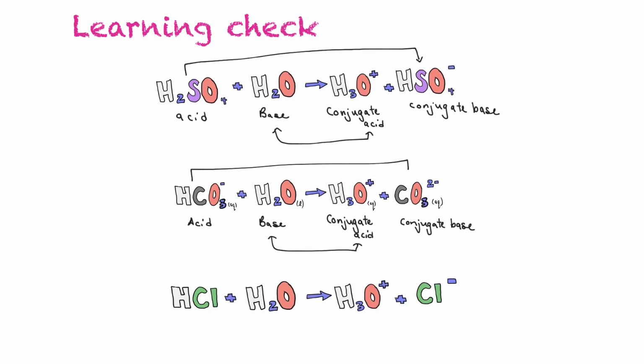And our final example, we have hydrogen chloride reacting with water to make hydronium and chloride ions. So in this case, this is the acid. And this is the conjugate base. And the water in this case is acting as the base again. So in all three times, water was acting as the base. And then this is the conjugate acid. Like so.